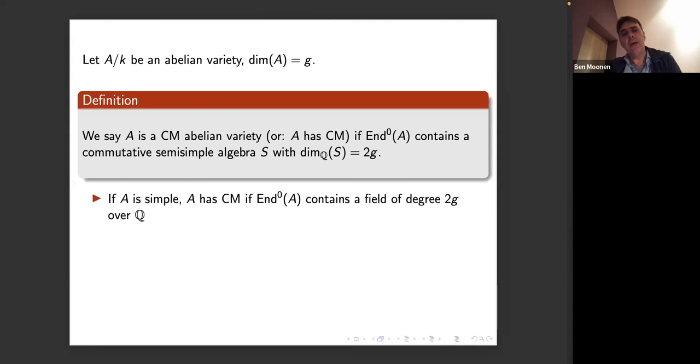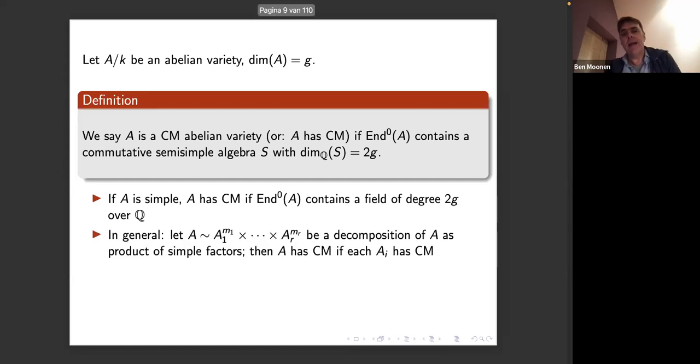You can break this up. If the abelian variety is simple, then it actually means that the endomorphism algebra contains a field of degree 2G over Q. And in characteristic 0, it's equivalent to saying that End^0 is a field of degree 2G over Q. Then in general, you can pull apart your abelian variety into simple factors, and then A has CM if all factors have CM.